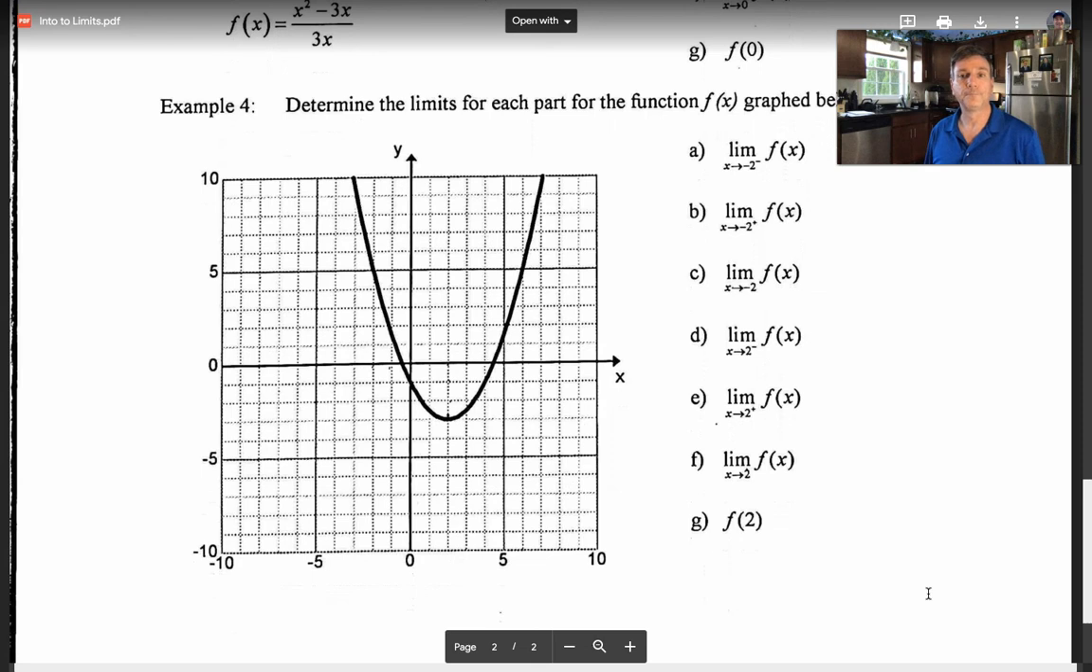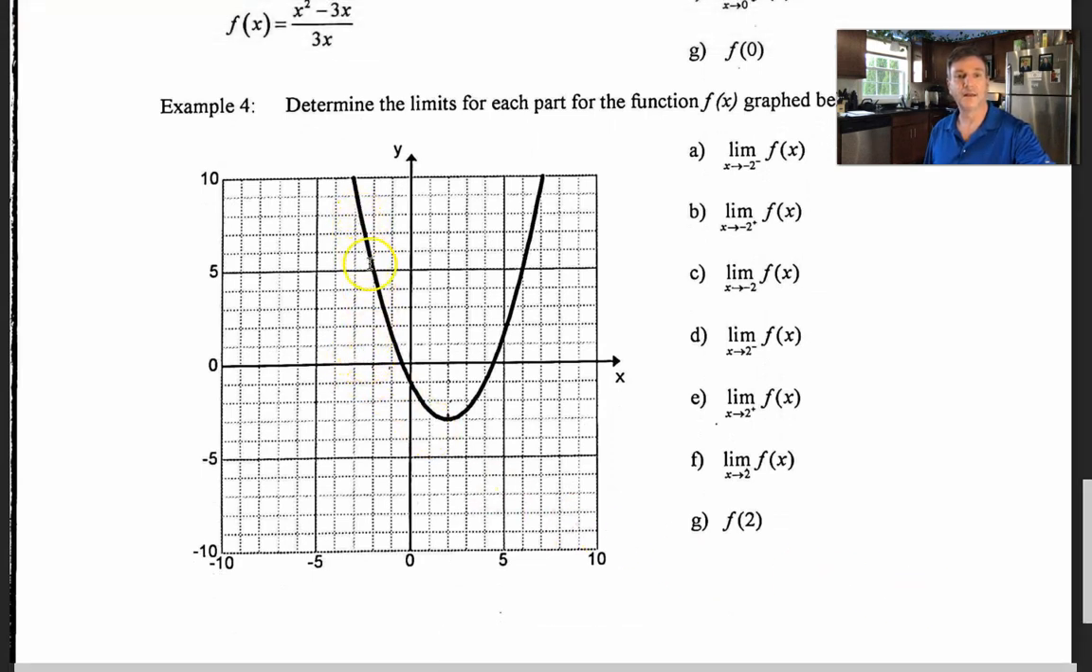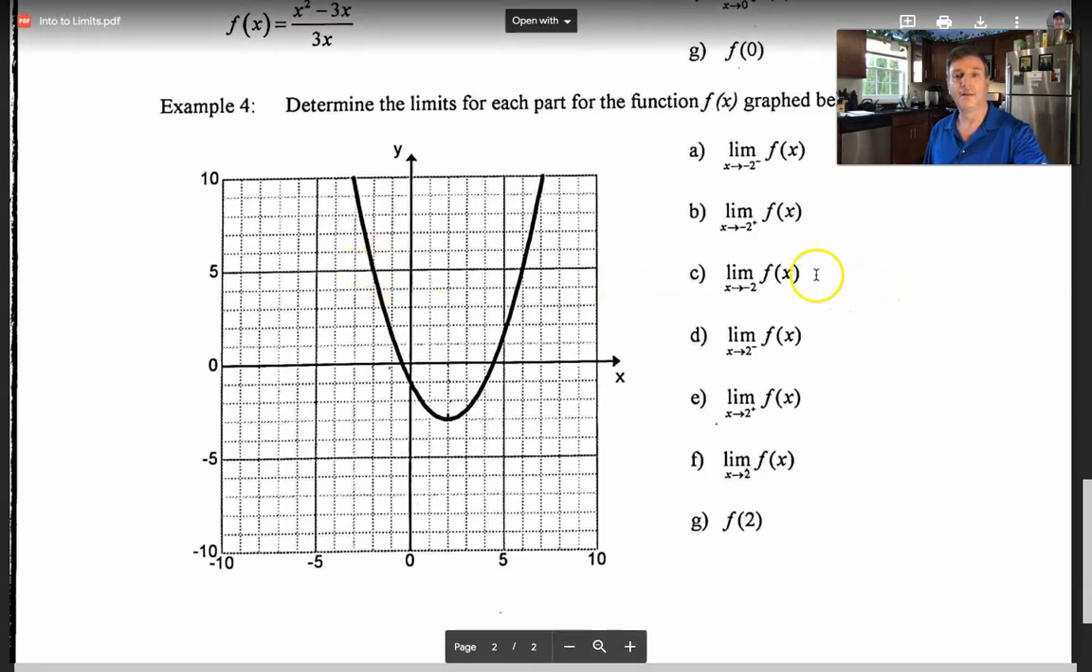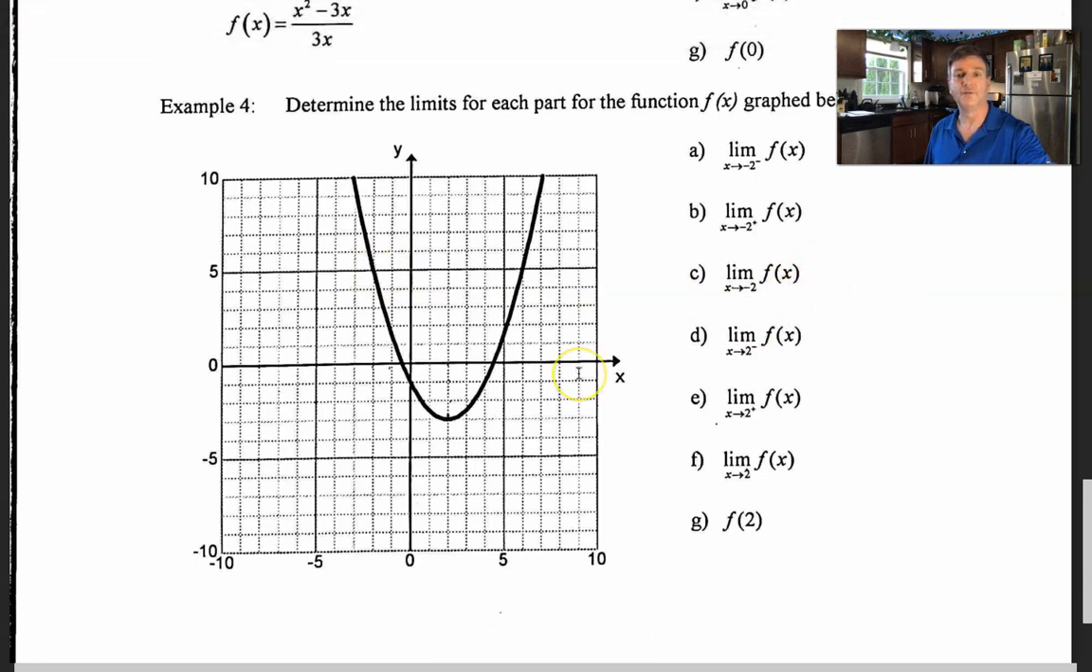Example 4. The limit as x approaches -2 from the left is 5. The limit as x approaches -2 from the right is 5. The two-sided limit, because A and B both agree, so the answer to part C is also 5.